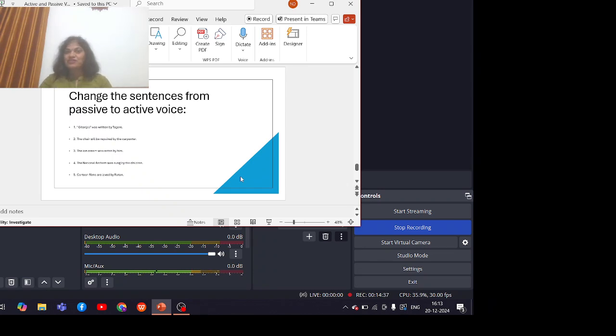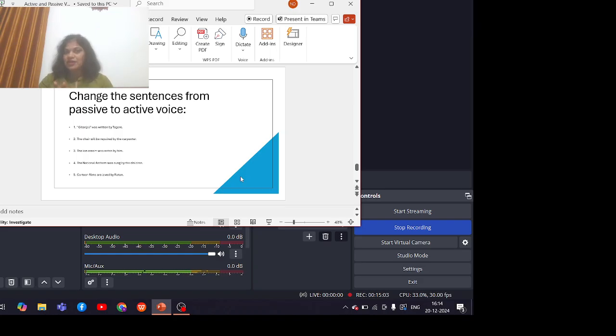Now change the sentences from passive to active voice. Now look at the first sentence. Gitanjali was written by Tagore. What is the tense of the sentence? Past tense. So you have to be very, very careful when you change this into active voice.